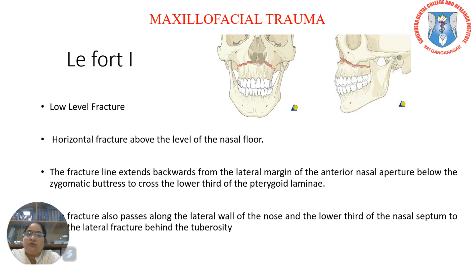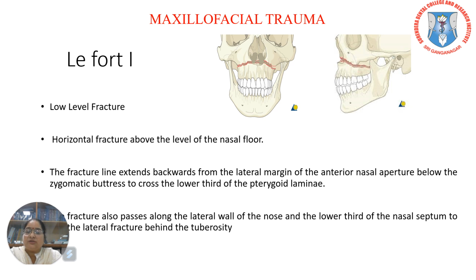Lefort 1 fracture. What is Lefort 1 fracture? Lefort 1 fracture is basically a low level fracture. That is a horizontal fracture above the level of the nasal floor. The fracture line extends backward from the lateral margin of the anterior nasal aperture below the zygomatic buttress to cross the lower third of the pterygoid lamina.